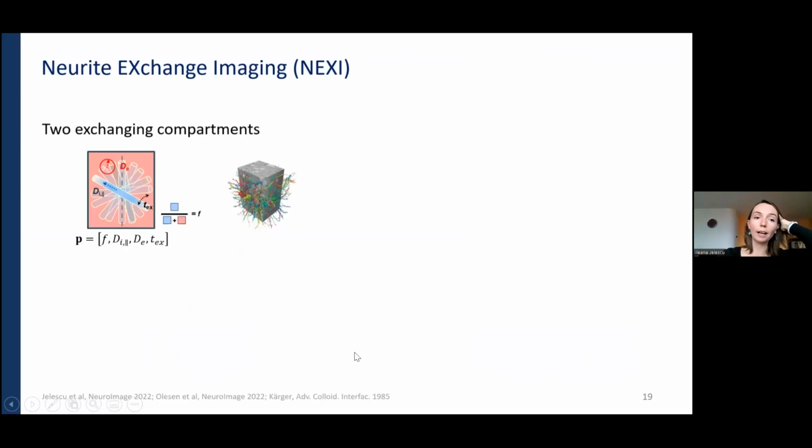And this is the reason why our group, but also other groups recently proposed rather a model that accounts for exchange. So in its simplest form, you have two exchanging compartments. So here we are neglecting the soma in favor of modeling compartment exchange. And therefore you have a neurite density, intraneurite diffusivity, extracellular diffusivity, and this characteristic exchange time.